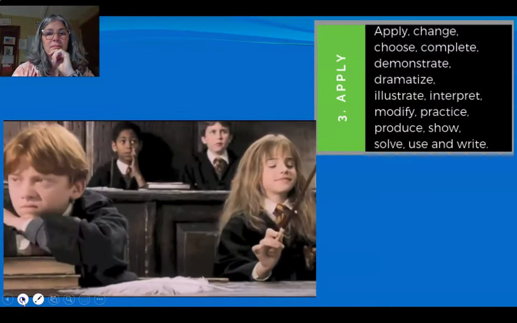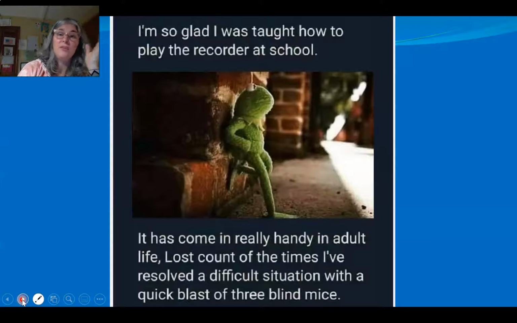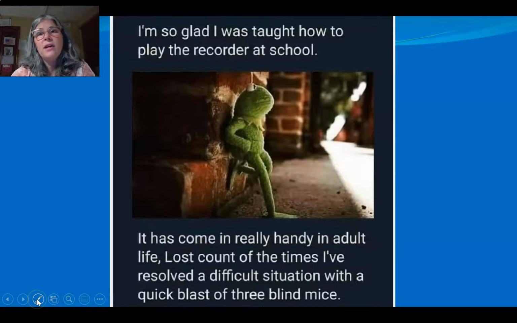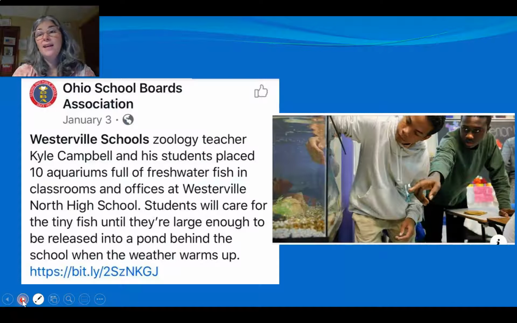Miss Granger's done it. So you can see, obviously, Hermione was the one who was able to apply it. And I thought this was just kind of funny because it's a good reminder that not every single lesson, every single item that we learn in school are we going to be able to apply all that well, such as perhaps playing the recorder. But still, we should try to show where we can apply these concepts when possible. Here's just a fun example from Westerville Schools. So the zoology teacher is having the students work with an aquarium and take care of fish until they're big enough to be released into a pond. And there's a lot of hands-on application-based lessons to be learned there.